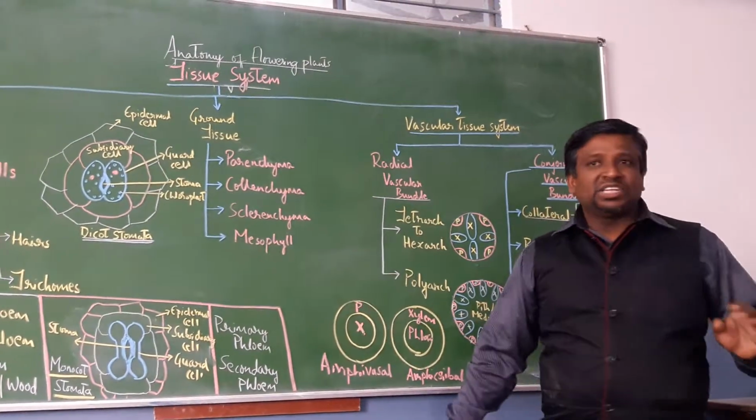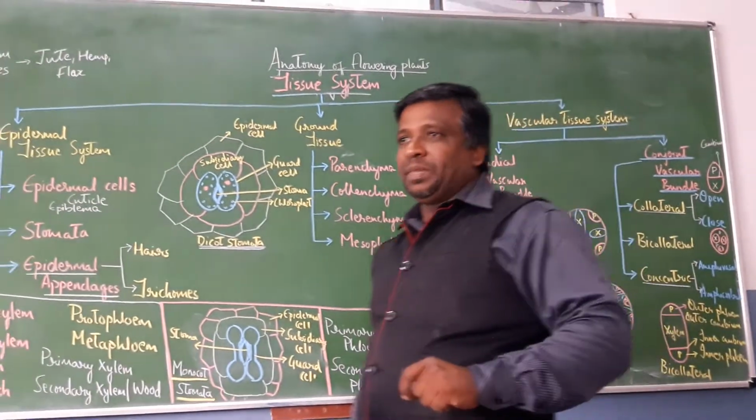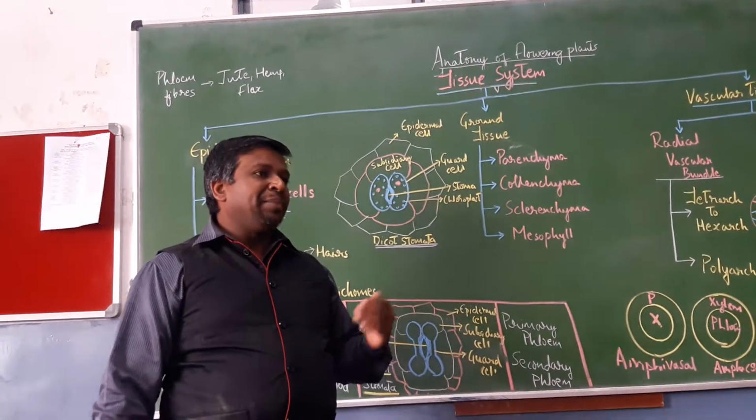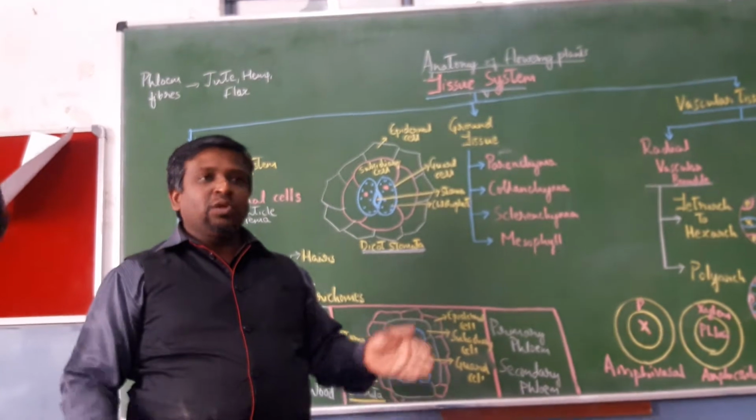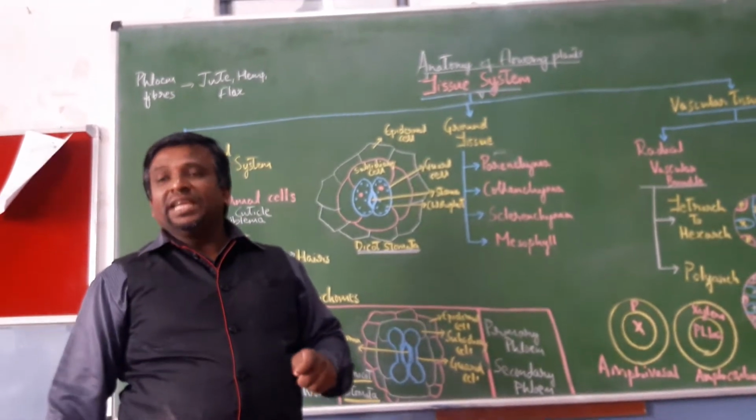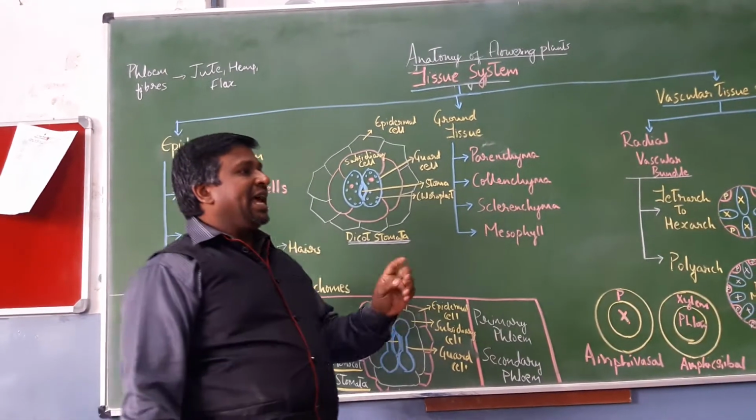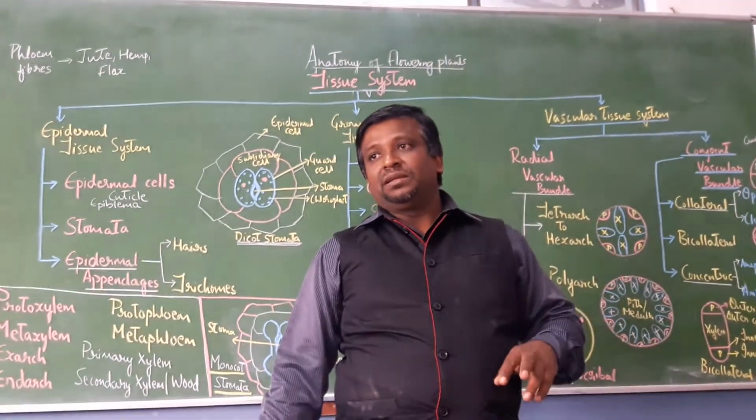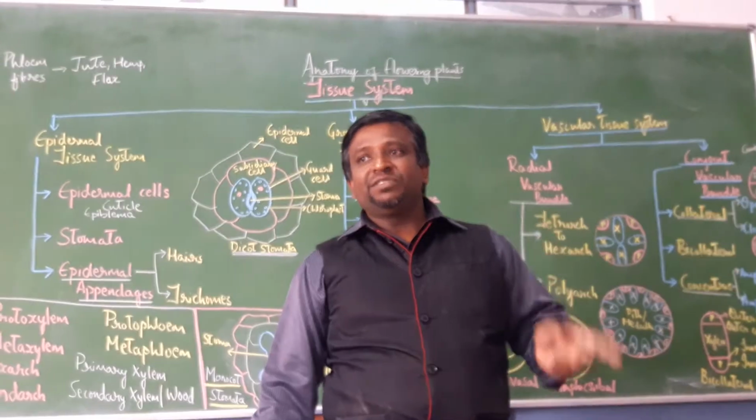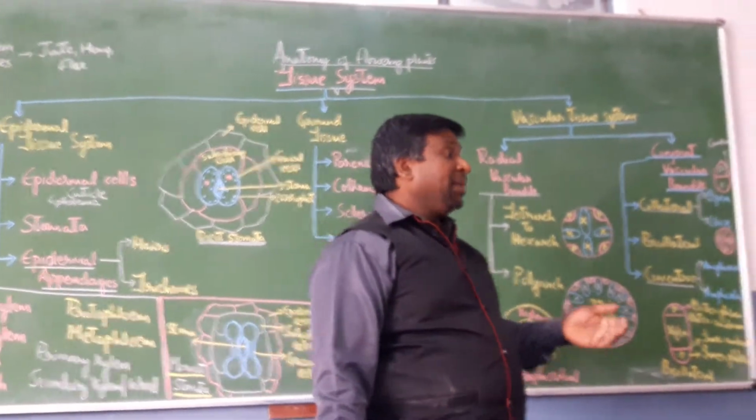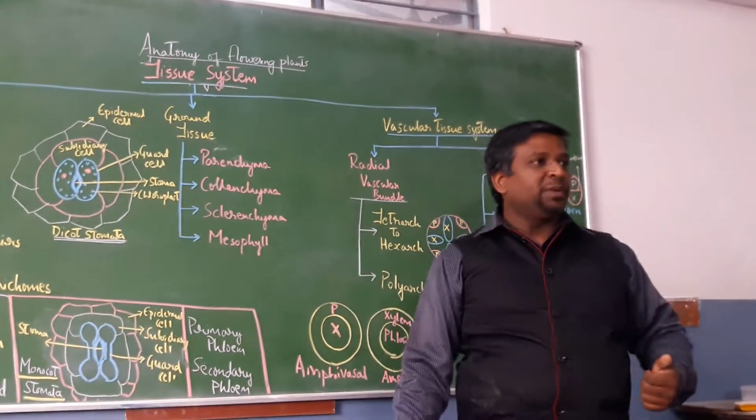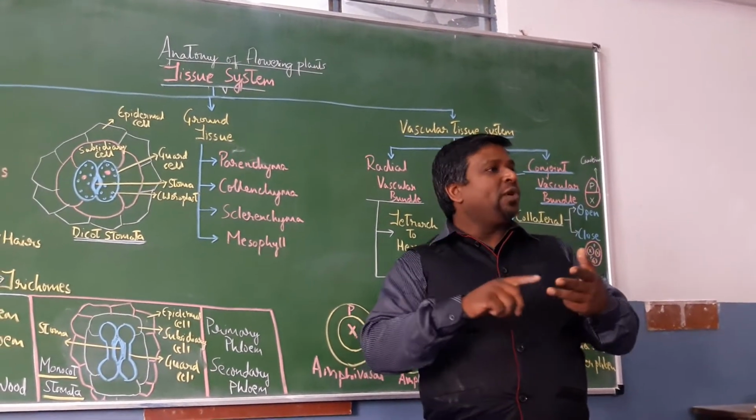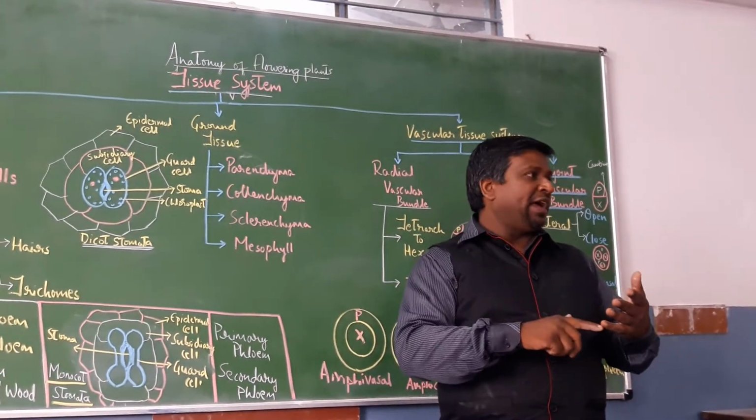We discussed the structure of phloem, the LS of phloem, where I told you about the sieve tube and companion cell. That was in case of angiosperms. In case of gymnosperms, they have only albuminous cells and sieve cells. But in case of angiosperms, you come across sieve tube and companion cell. Then there is phloem parenchyma and phloem fibers.